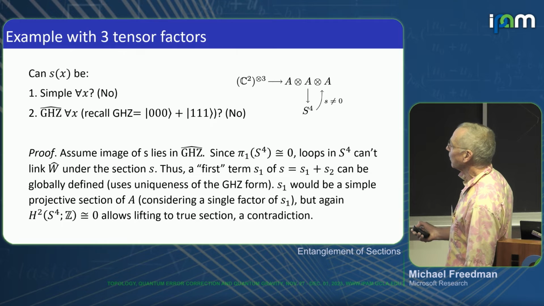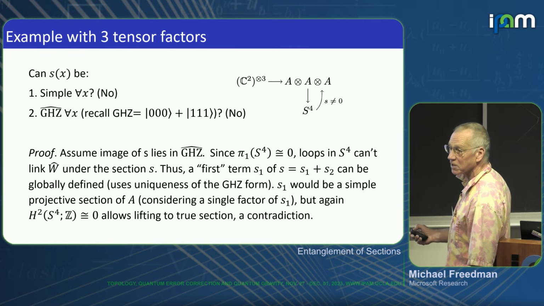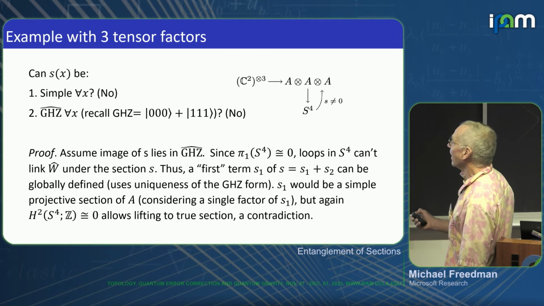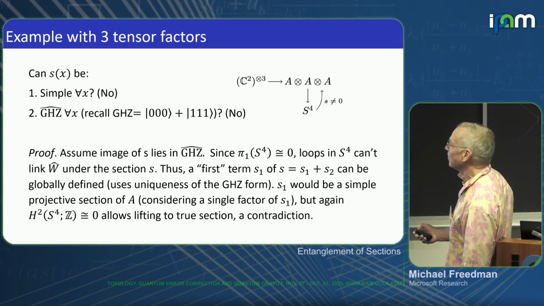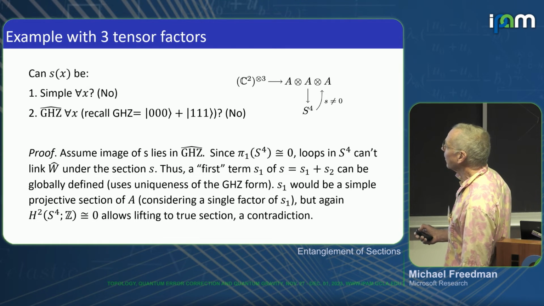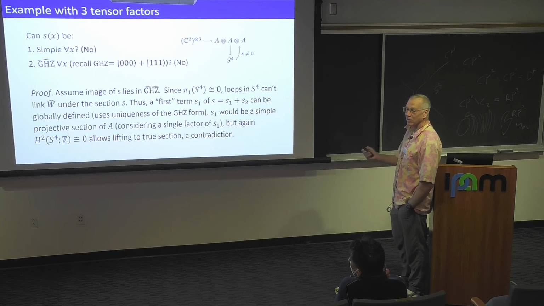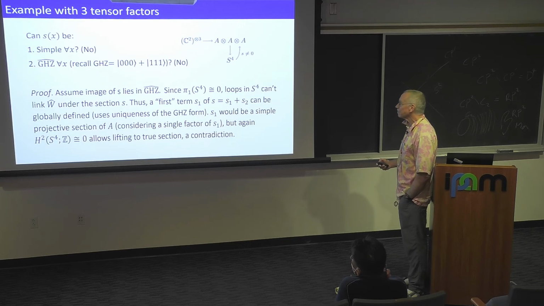So in the 4-sphere, we can fill in that loop by a map of a disk, and then we can push that map of a disk using the section into the stratified picture of CP7. And if the loop linked the W strata, then the disk would cross the strata, contradicting the fact that everything is supposed to go into GHZ.